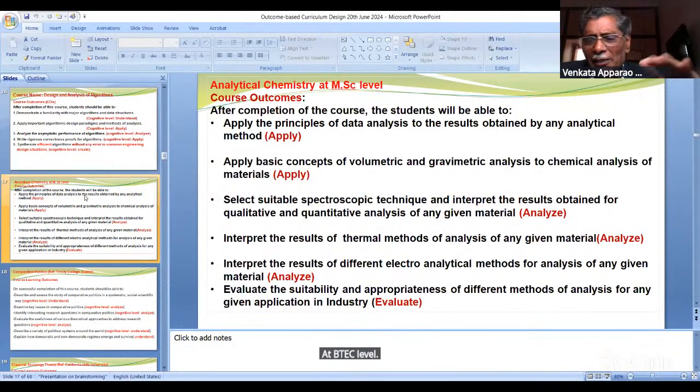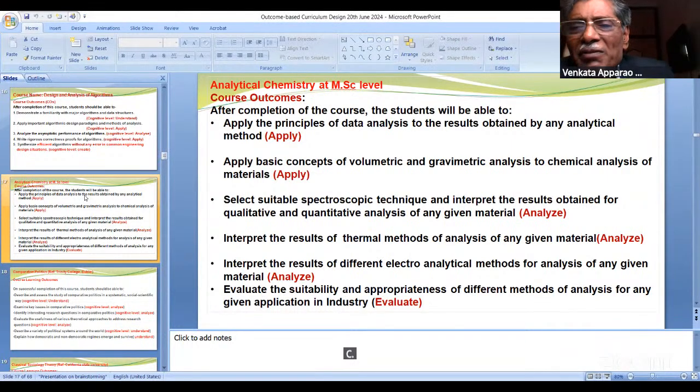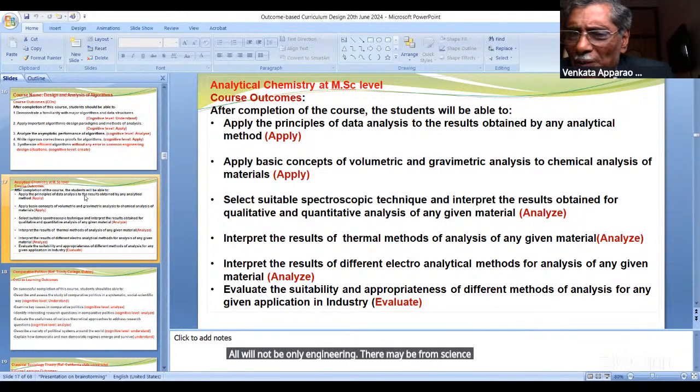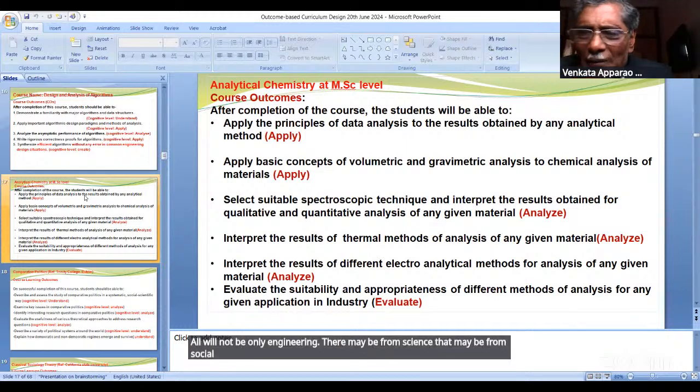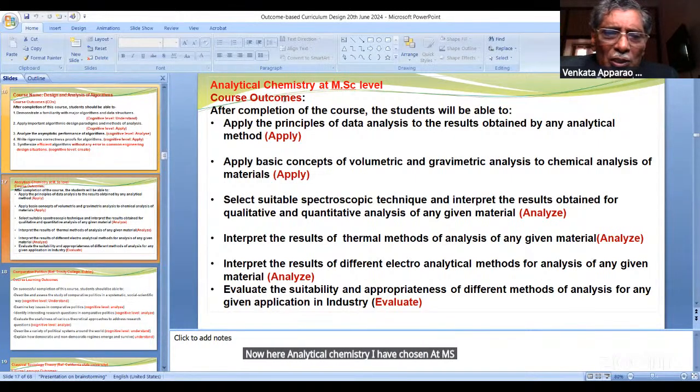Then another example for science group. See, the participants are always of diverse disciplines. All will not be only engineering. There may be from science, there may be from social sciences, humanities. Therefore, I give examples from each category. Now, here, analytical chemistry I have chosen at MSc level, course outcomes.